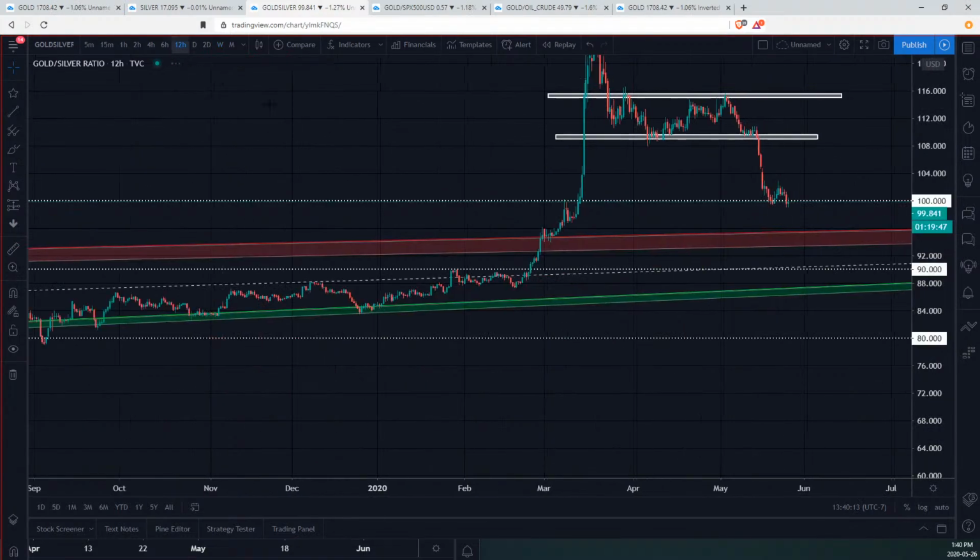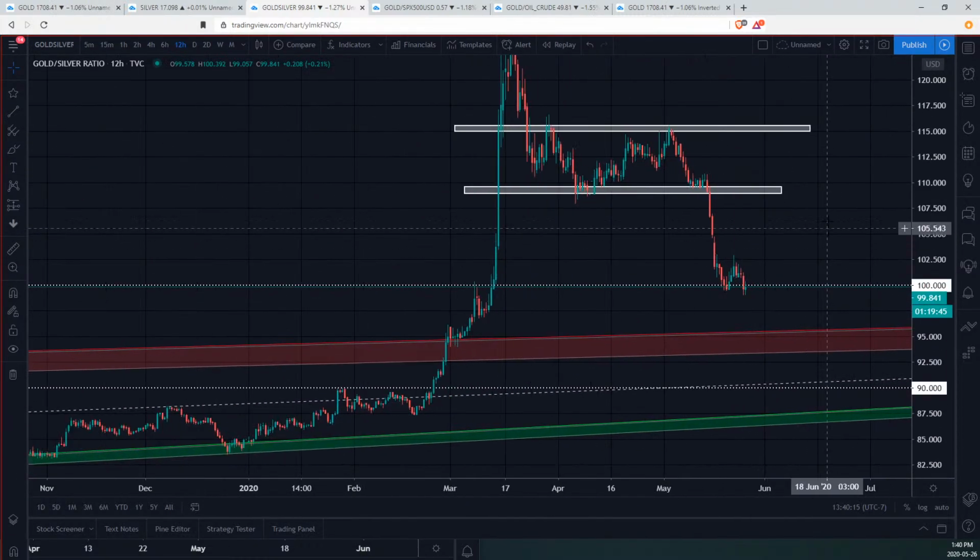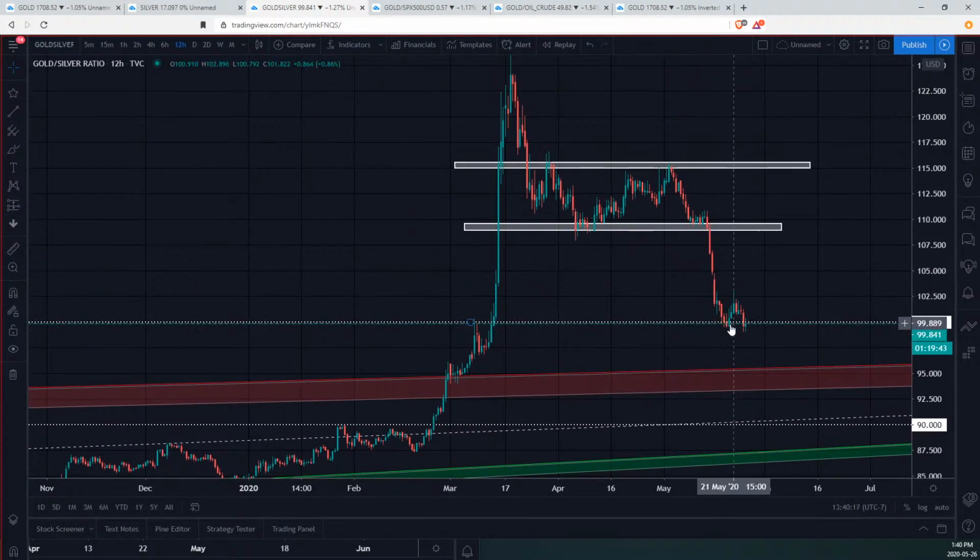Now going on to the smaller time frame of this gold and silver ratio, it does look like we are able to hold that $100 level of support, which is a previous resistance, also a psychological zone. What does this ratio mean? For 100 ounces of silver, you can buy 1 ounce of gold, and this is what that ratio is telling you.